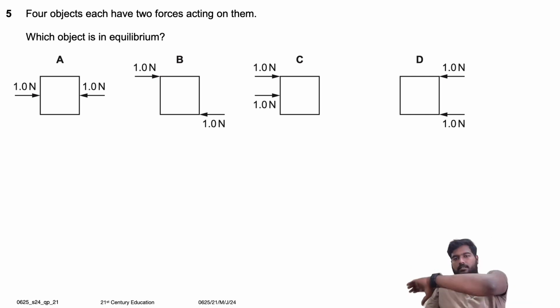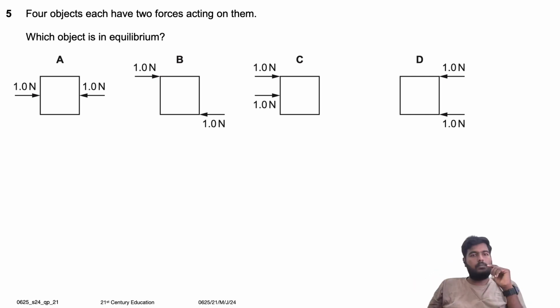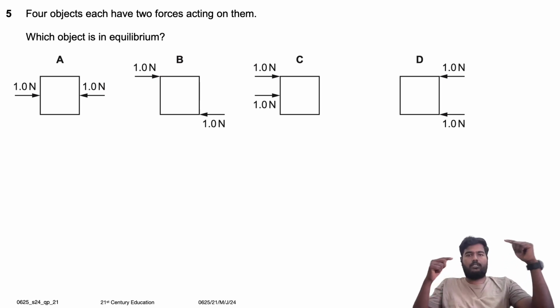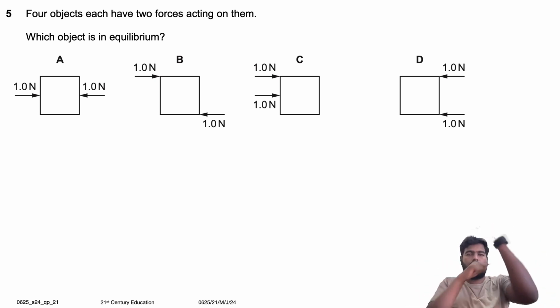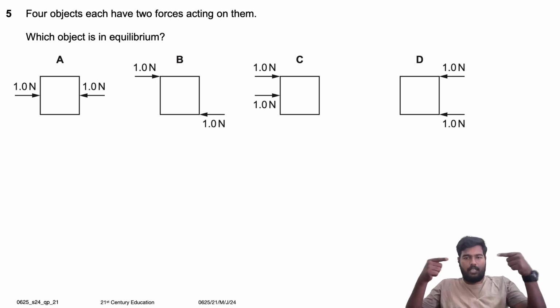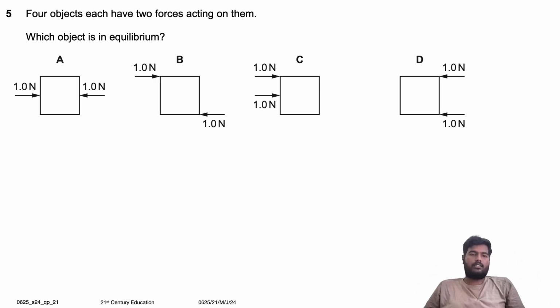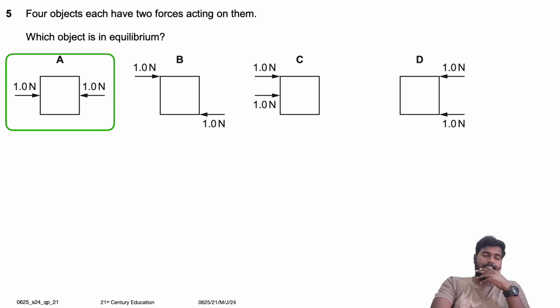It will go like this. Option B, it's a complete torque. They are equal and opposite, so the body will rotate like this. Option A, they are equal and opposite, so they will cancel out each other. So option A is the right answer.